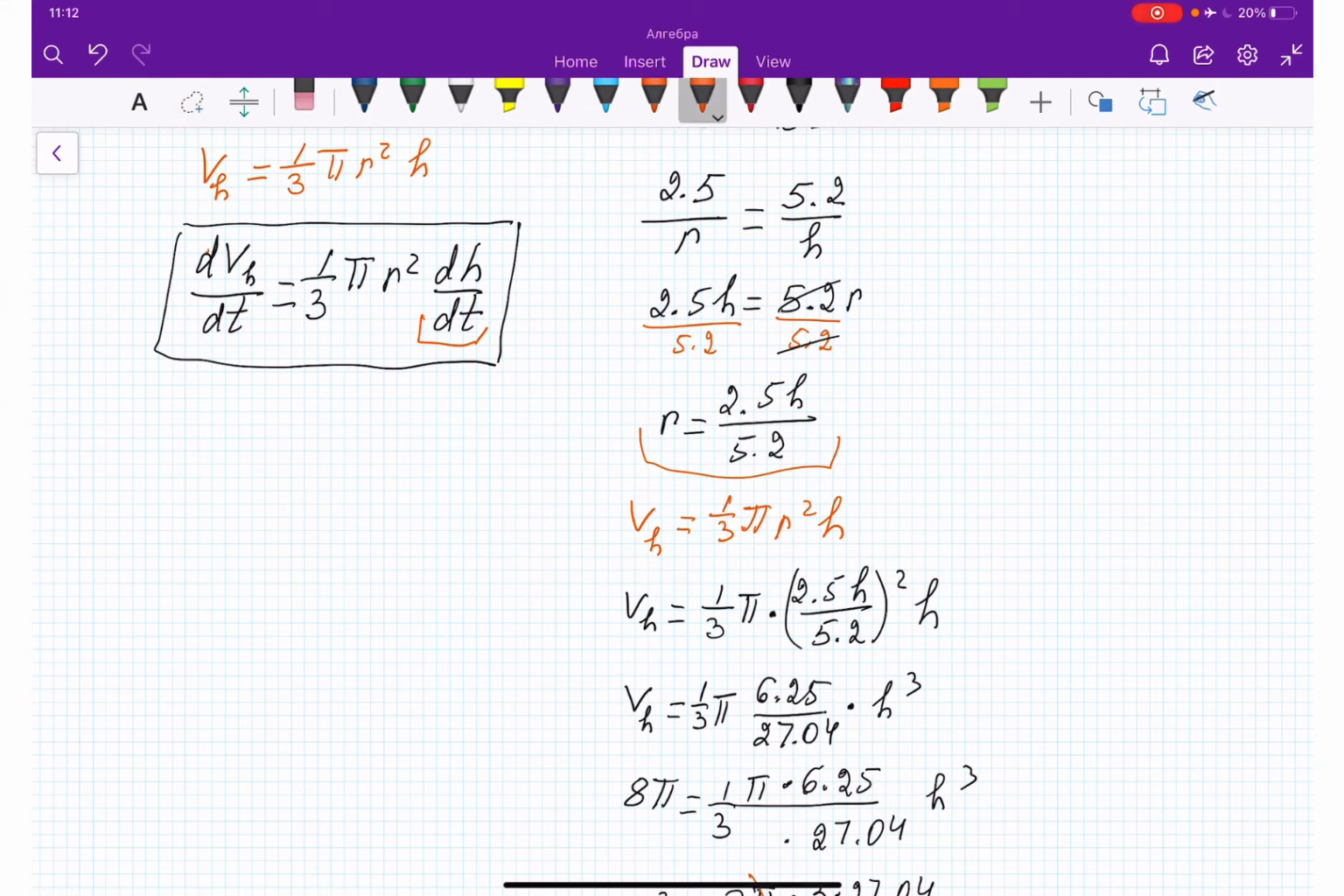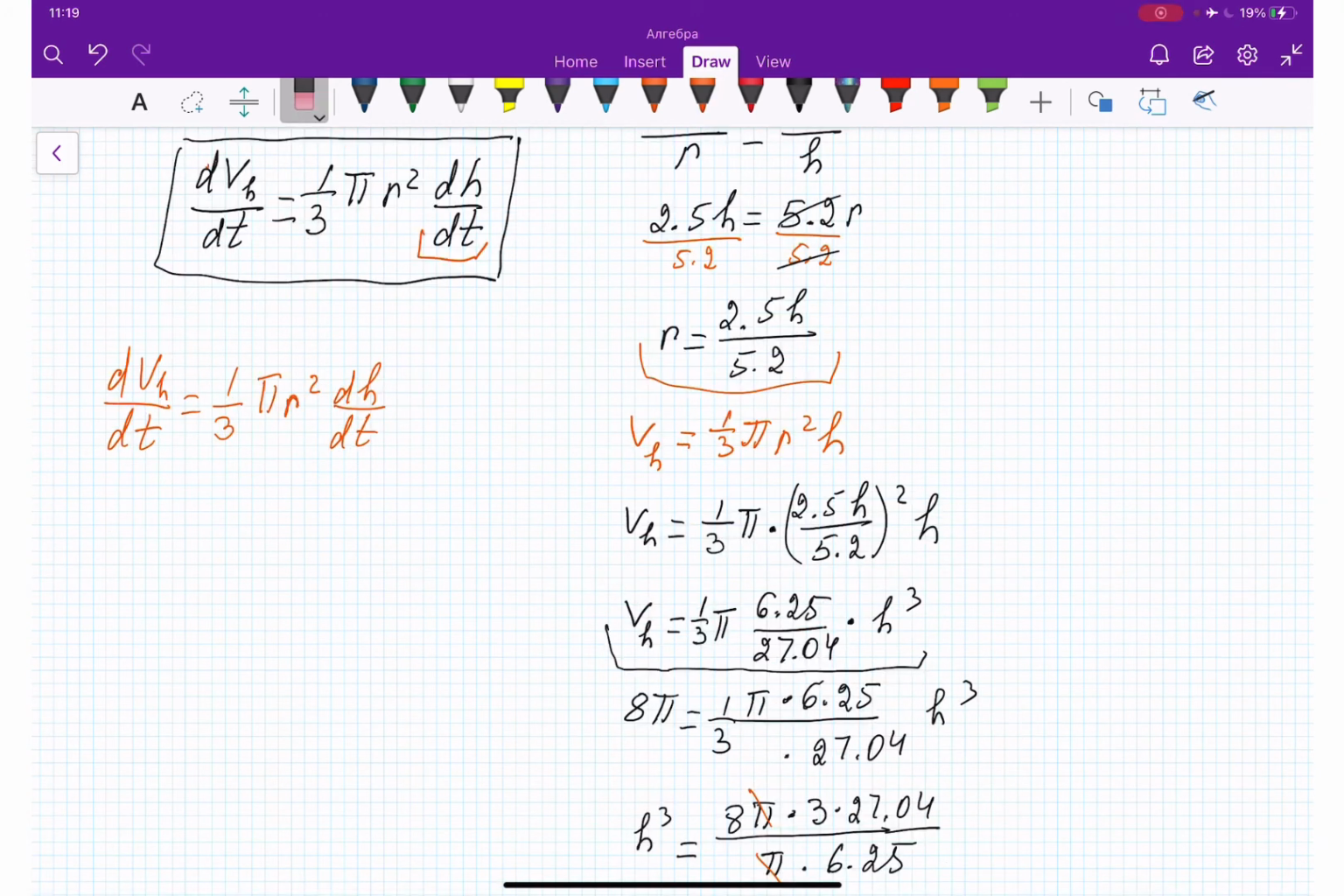So dV of level h by dt is equal to 1/3 pi. I am not afraid of lowercase r because I don't have it, for a very simple reason: we have already expressed it through h, right? So I will end up having everything. Pi r squared, and here we have dh by dt.